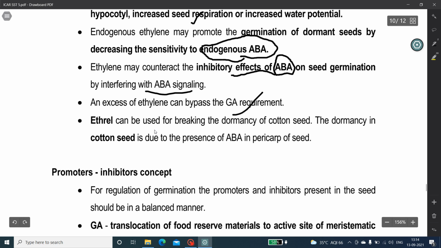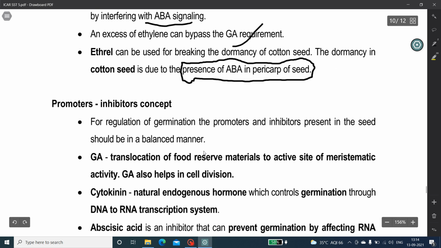Ethylene can also be used for breaking dormancy of the seed coat. The dormancy in cotton seed is due to the presence of abscisic acid in the pericarp of the seed. This we have seen in the first slide, that is the location and causes of seed dormancy in case of Gossypium species. The next one is the promoter inhibitor concept. Let us see the promoter inhibitor concept.